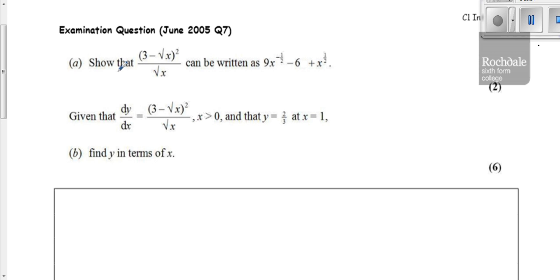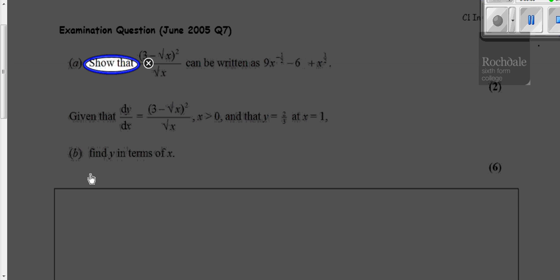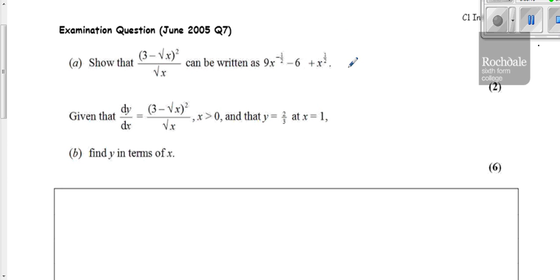So this is the exam question, June 2005, question 7, one of the questions towards the end of the paper. So we start off with this bit here, show that. Whenever you see those words in the exam, you need to make sure that you're going a little bit overboard with your working out because they've given you the answer here. So they want to make sure that you know how to get there.